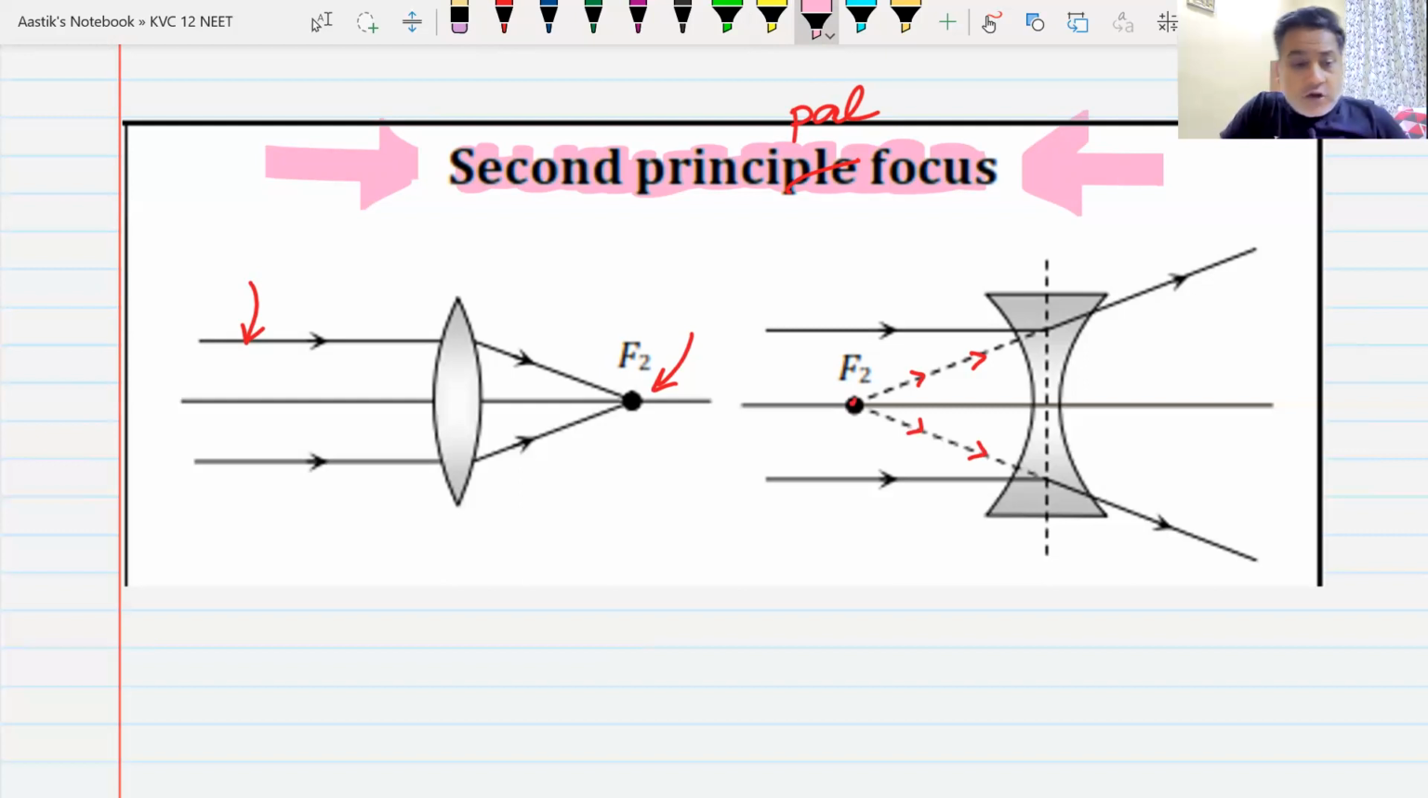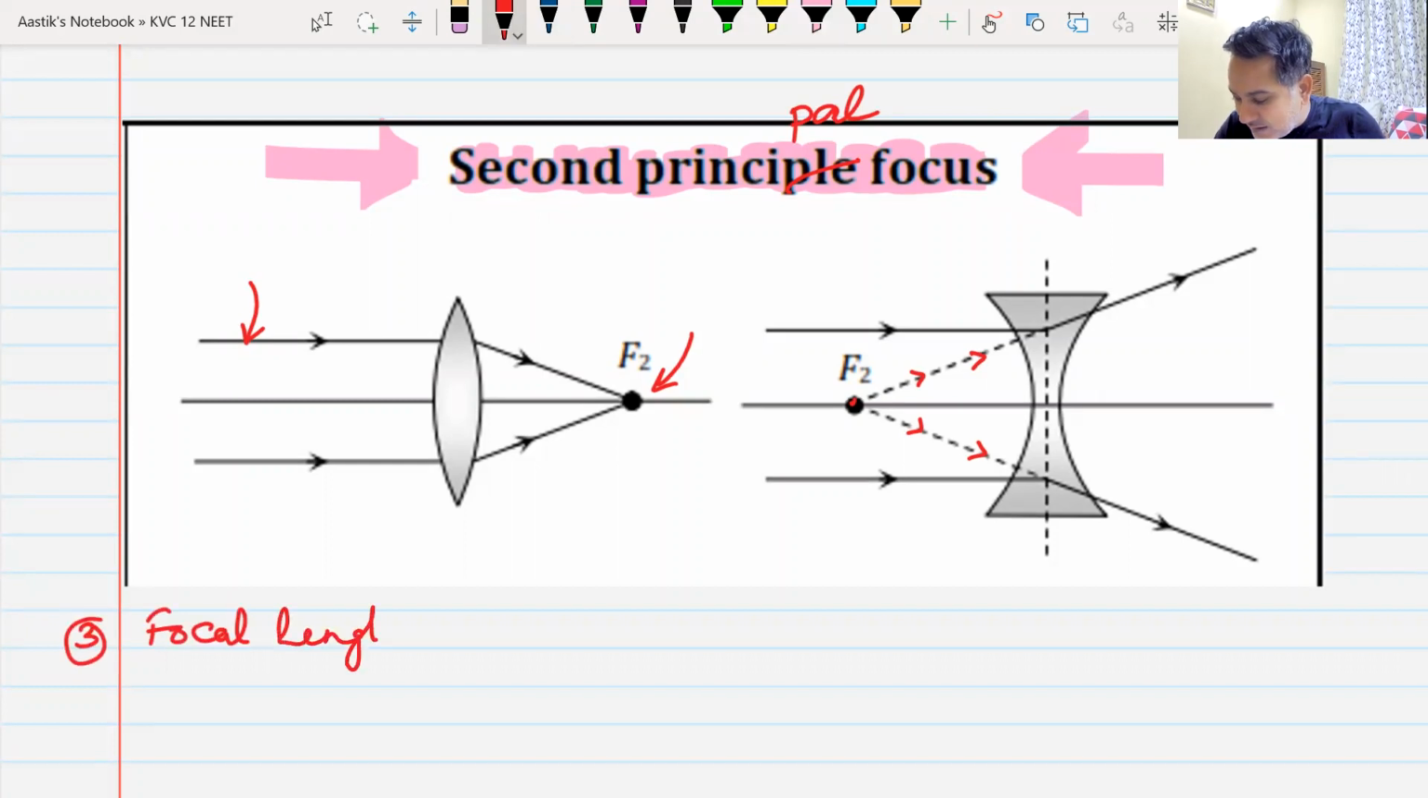Completed, sir. Okay. Since we have done focus, the other thing would be the focal length. Point number 3, the third thing will be focal length. How many focal length will a lens have? 1 or 2?